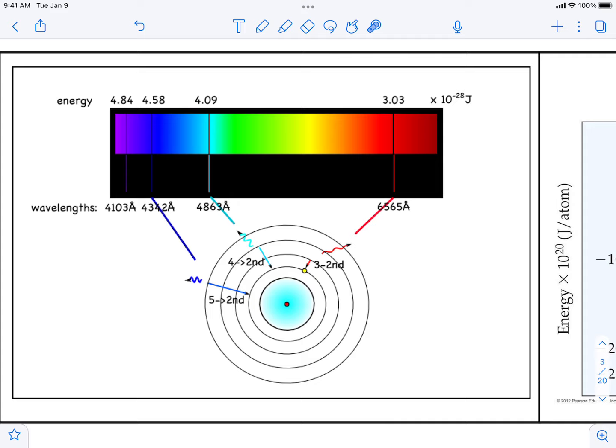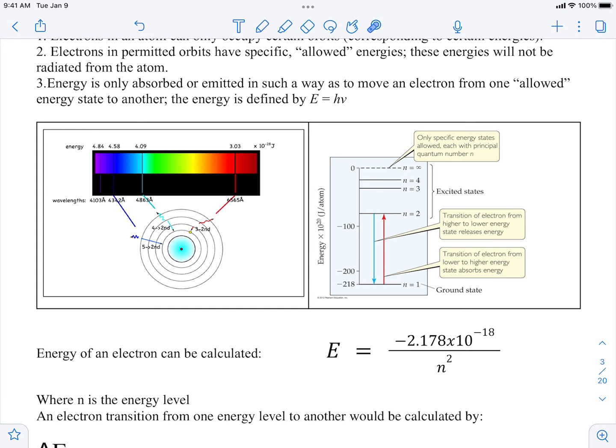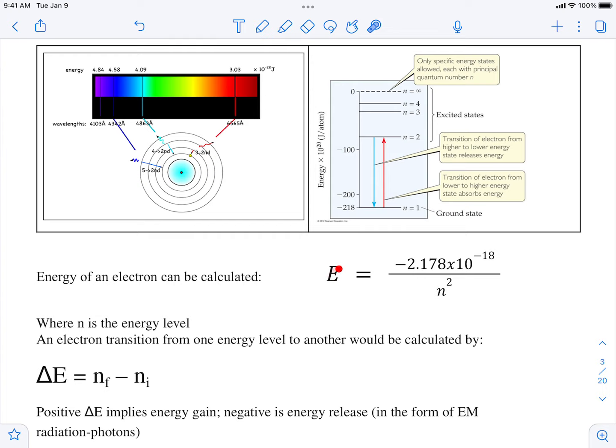All right. This can be calculated. We can calculate the energy of an electron using this constant.